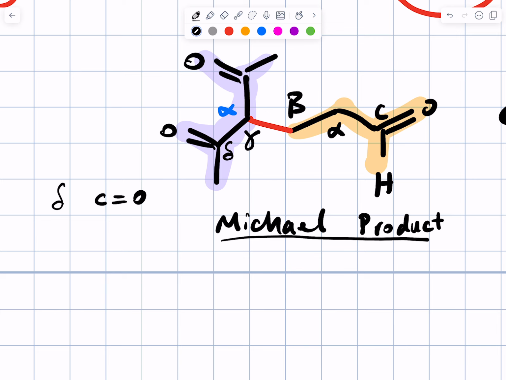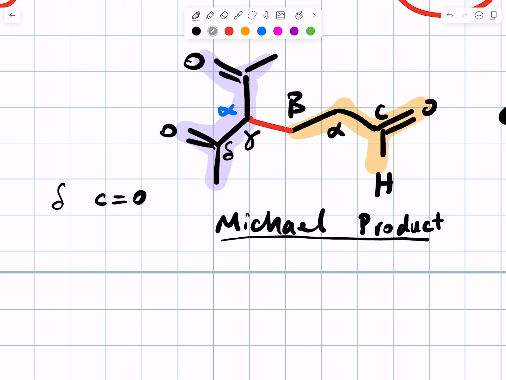You remember when we learned about the aldol reaction, I said if your product is a beta hydroxy ketone, that's probably an aldol product. For the Claisen reaction, I said if it's a beta keto ester, it's probably a Claisen product. Similarly here, for the Michael reaction, you're going to have a carbonyl on the delta carbon.